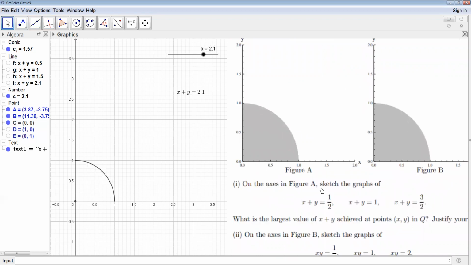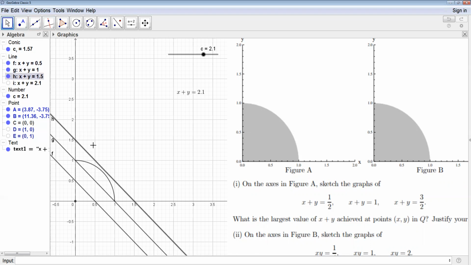Okay, on the axes in figure A, sketch these graphs: x plus y is a half, x plus y is 1, x plus y is 3 over 2. They're, of course, going to look like this. I'll just put them on, because if I'm sketching x plus y as a half, I just say when x is 0, what is y? It's a half. When y is 0, what is x? It's a half. And I draw a straight line through it. It really is that simple. You can see it's a straight line. It's a linear equation. Same for x plus y equals 1. Same for x plus y is 1.5.